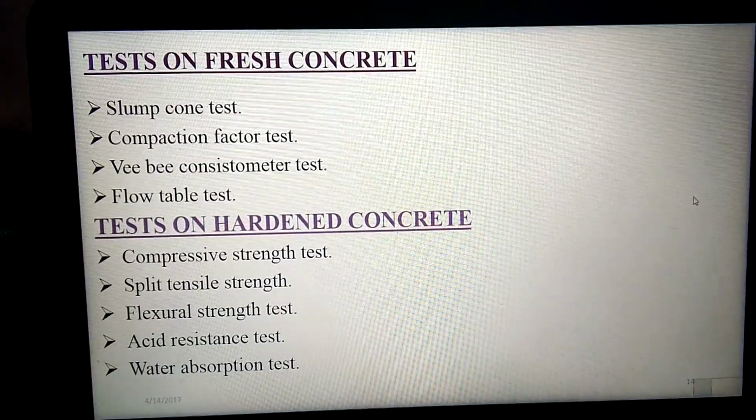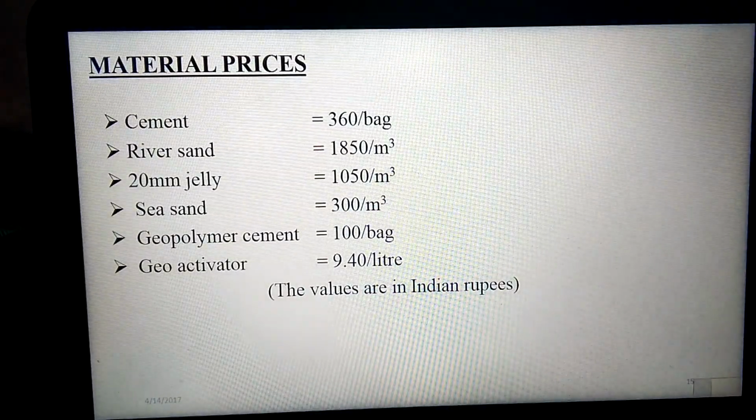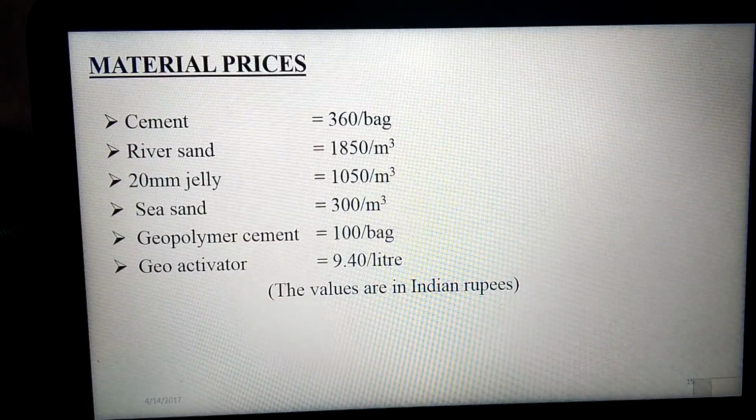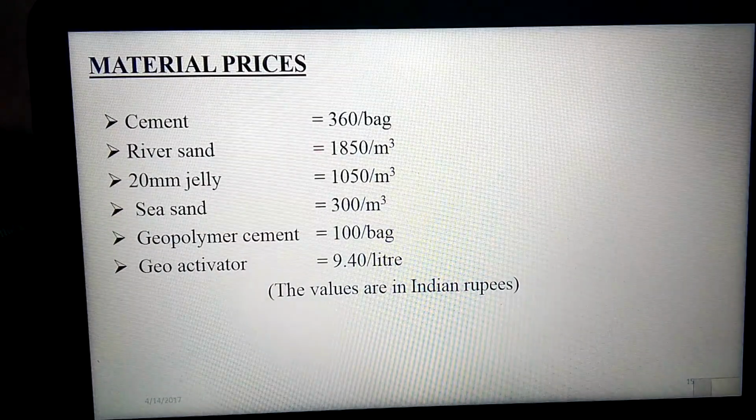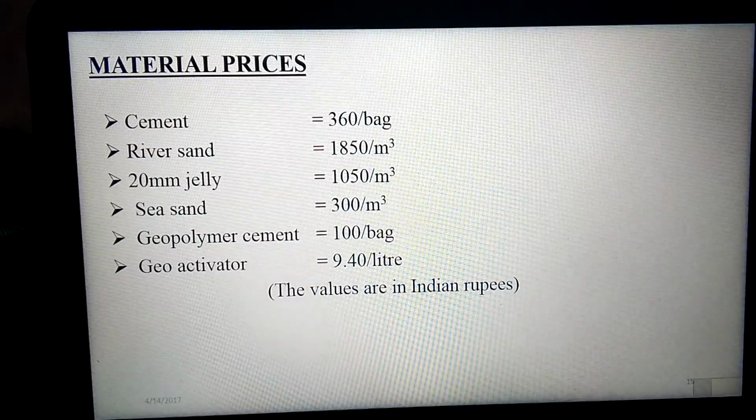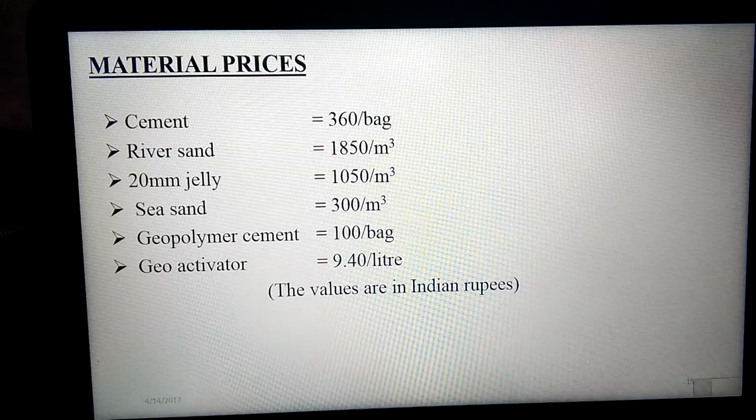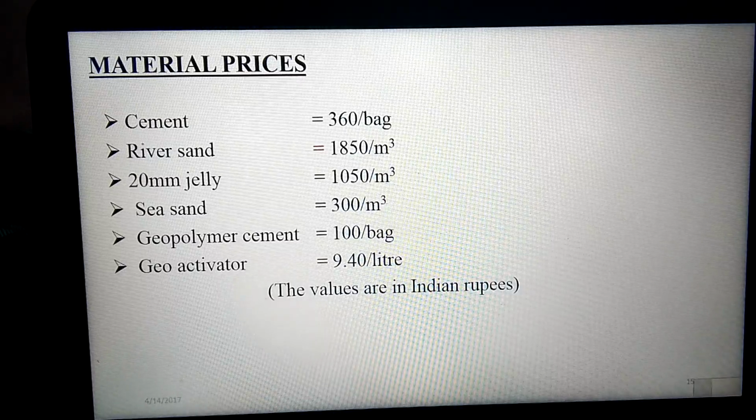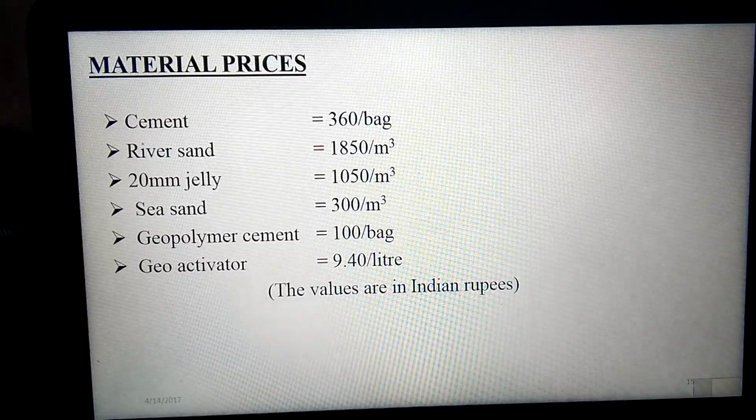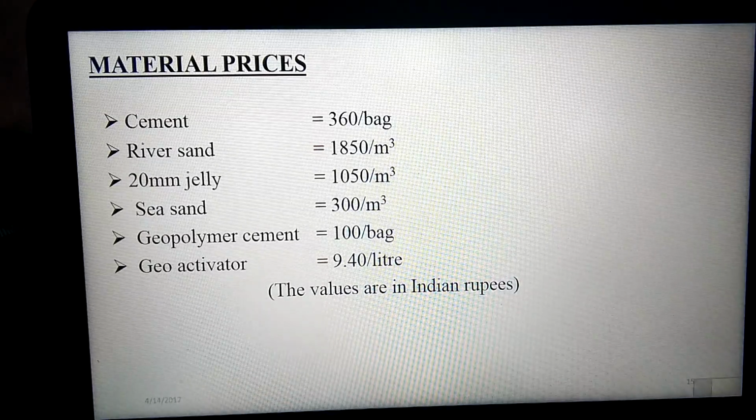Next slide. These are the material prices of the materials used in our concrete. Normal cement, we all know one bag is around 360 rupees, and river sand 1850 per cubic meter, and coarse aggregate 20 mm jelly 1050 rupees per cubic meter, and sea sand 300 per cubic meter. This 300 we assumed for transportation cost. Our geopolymer cement is 100 rupees per bag, and the bag quantity is 40 kg. Next, at last, the geopolymer activator is 9.40 rupees per liter. The rates are shown, and values are in Indian rupees.